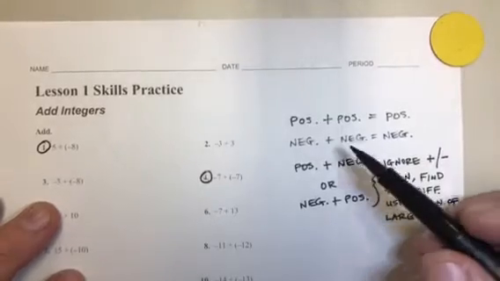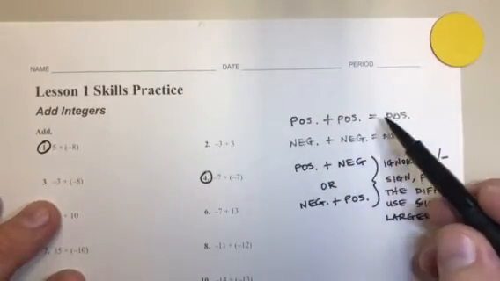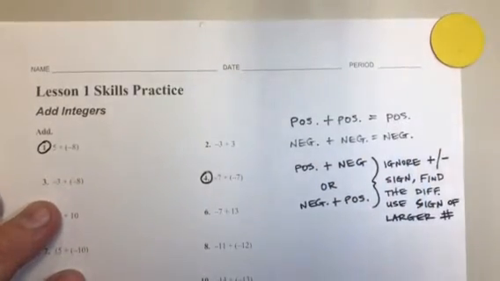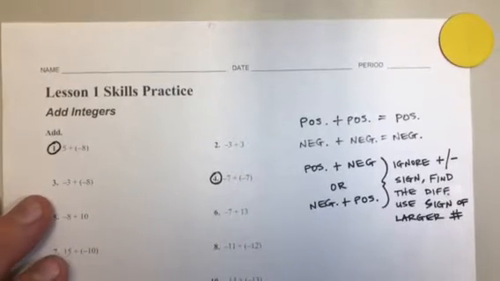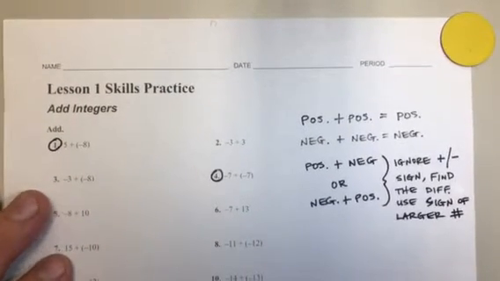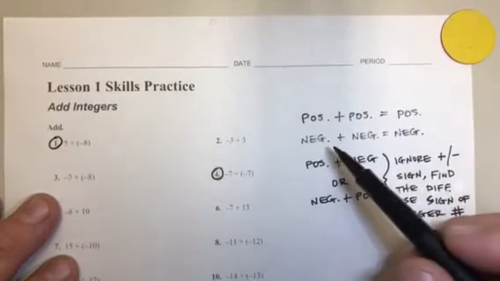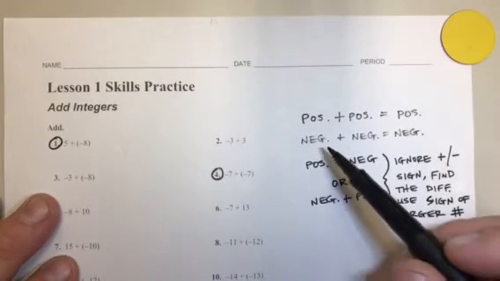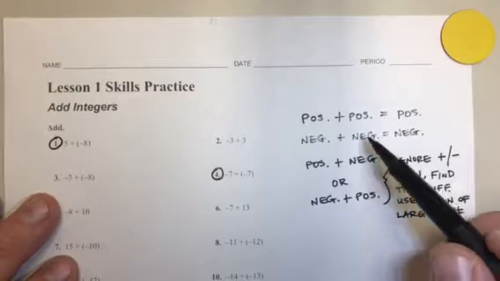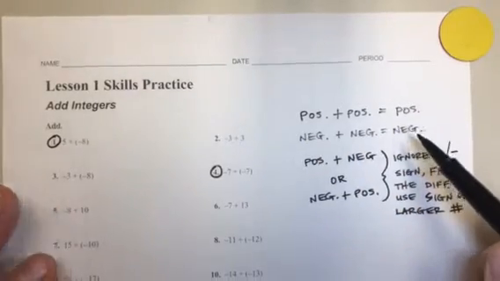We already know that a positive plus a positive equals a positive, just like we've been doing ever since kindergarten. All positive numbers plus other positive numbers give you positive answers. Now we have, in 6th grade, dealing with negative numbers, so we could have a negative plus a negative. A negative plus a negative always gives you a negative.